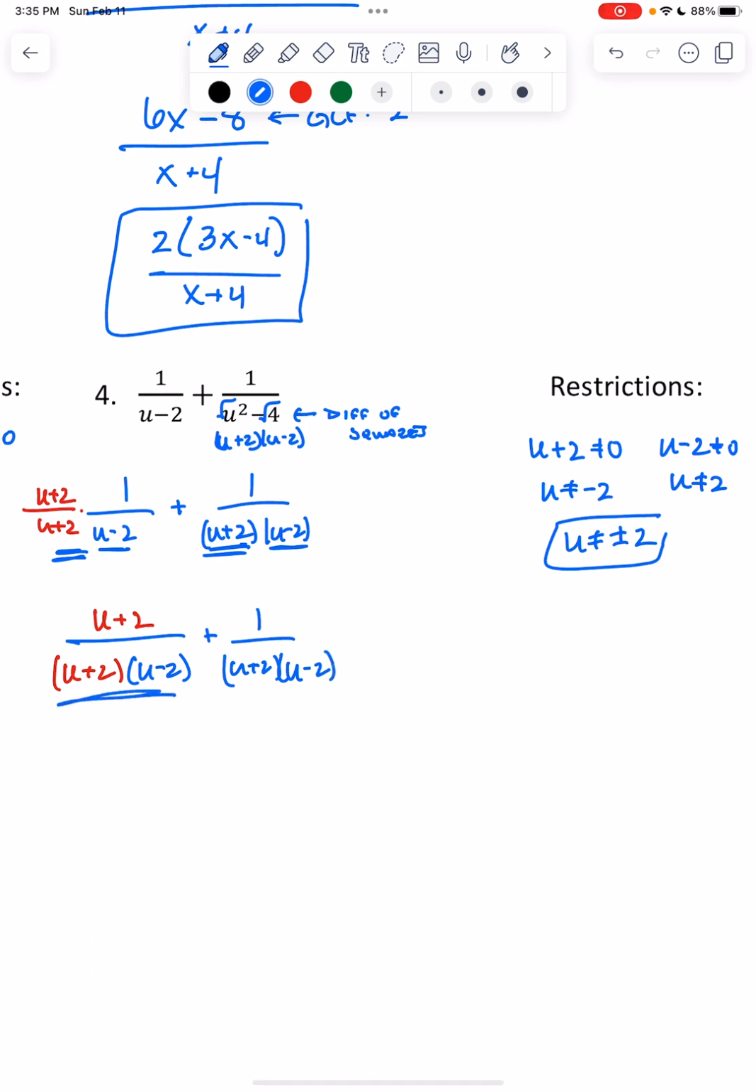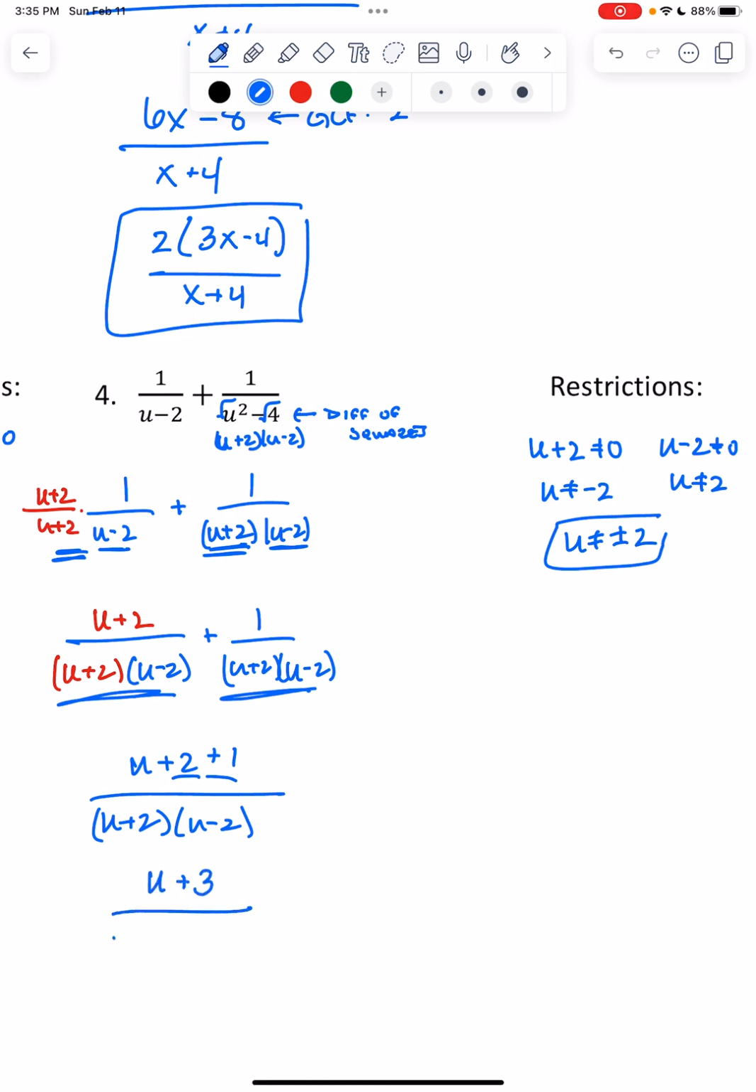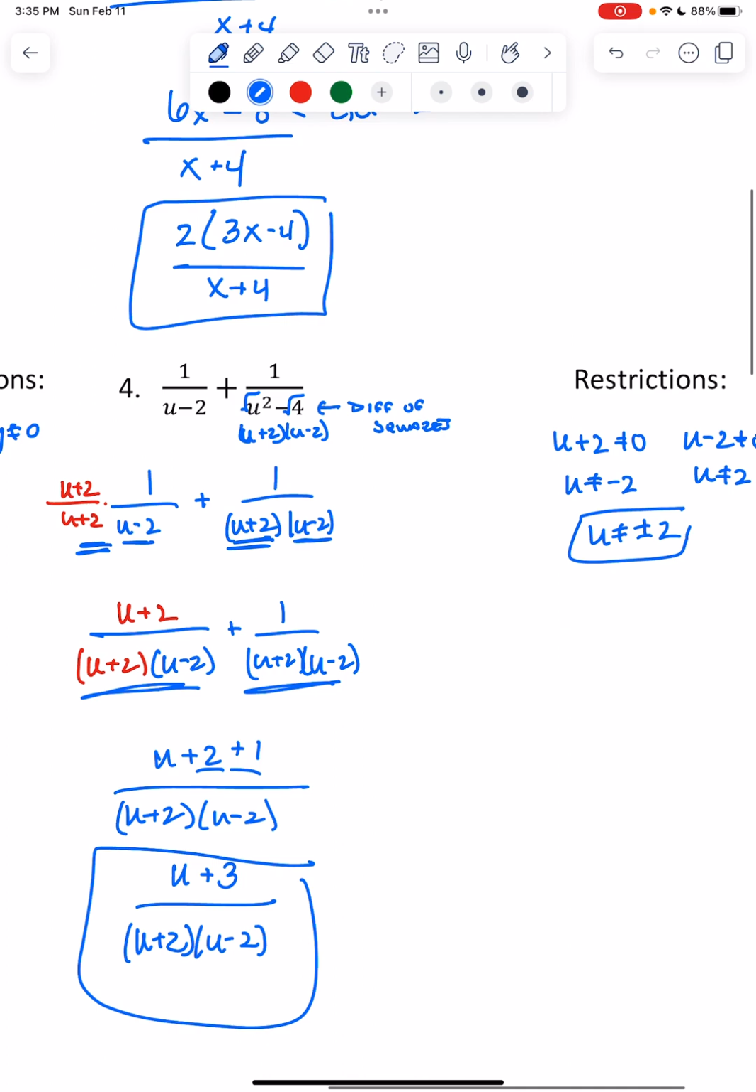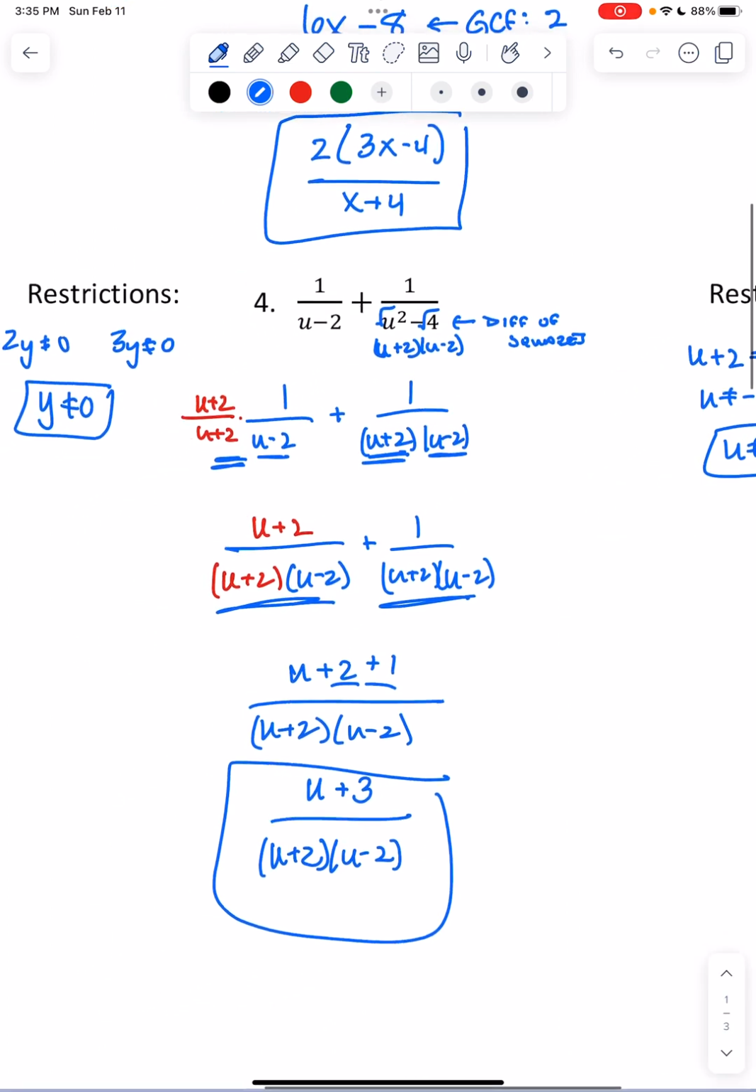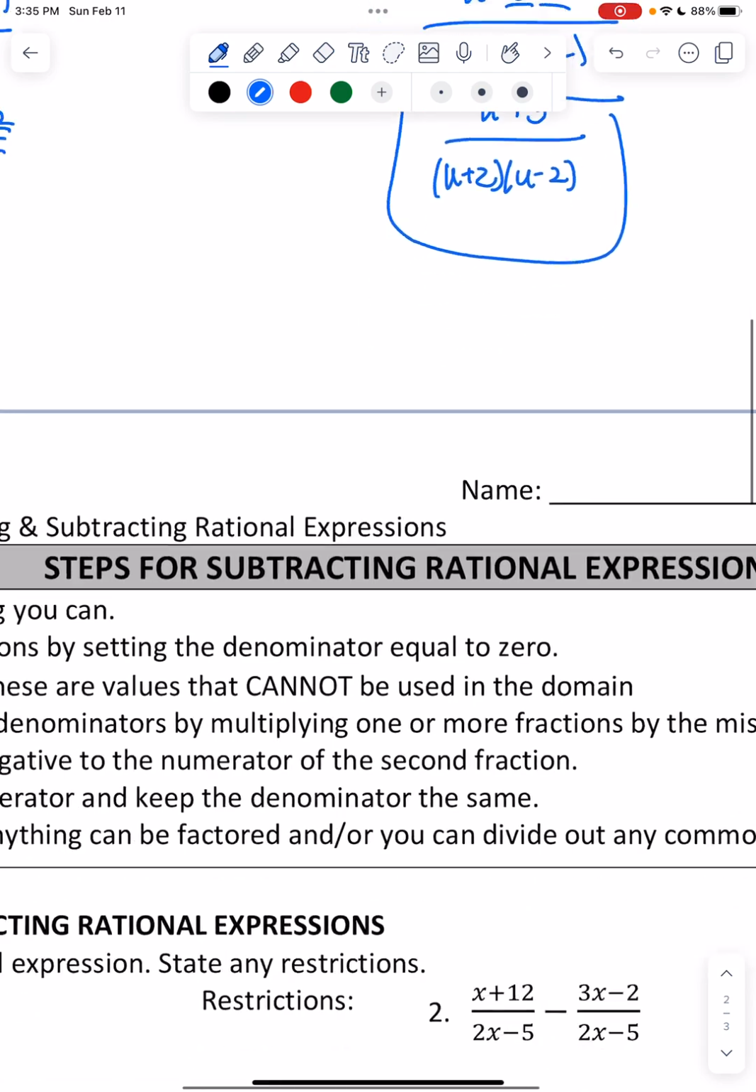Okay, and again, now they have the same denominator, so we can add the tops. So we go u plus 2 and then plus 1 over (u plus 2)(u minus 2). Add those, so u plus 3. Ooh, bad handwriting, my bad. U plus 3 over (u plus 2)(u minus 2). Nothing to factor, nothing to cancel. So there's our answer. Okay? So that's what we're working with addition. Keep the top, add the top, keep the bottom the same. Got to have a common denominator, all right?